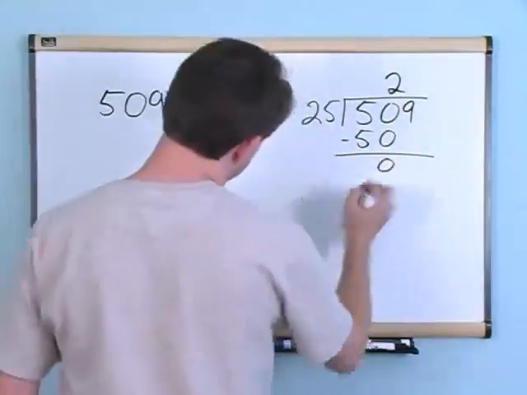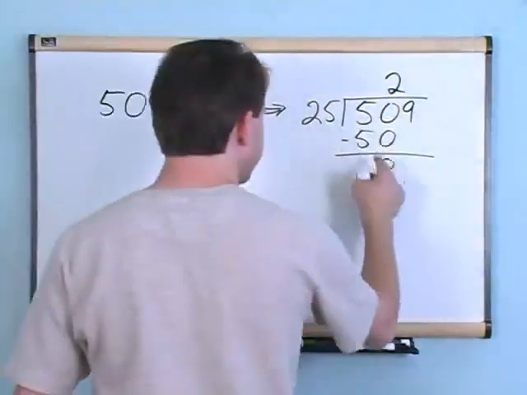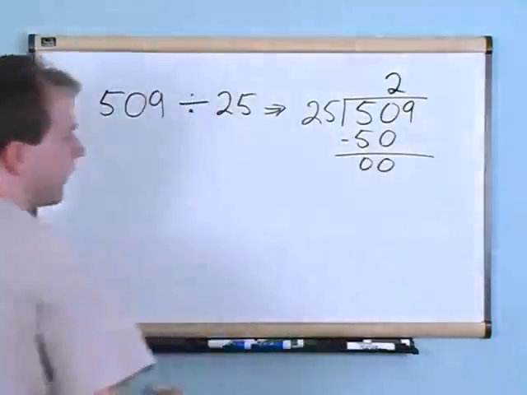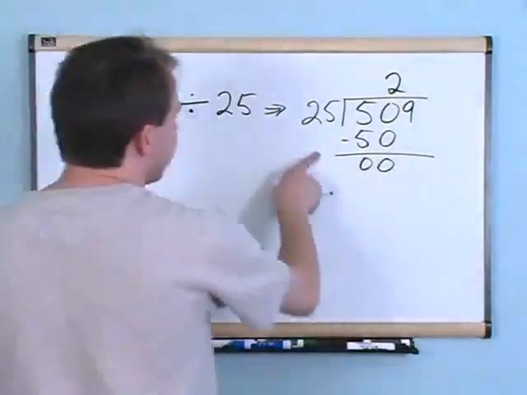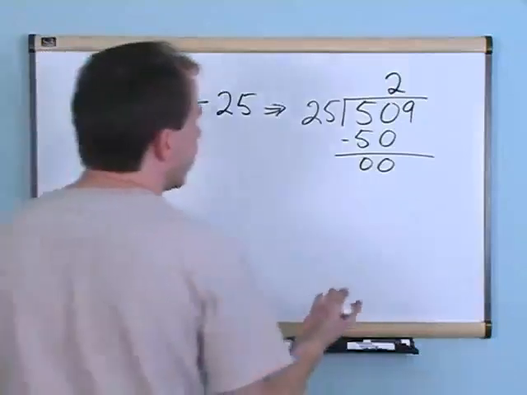I can subtract and just put a 0 here. 0 minus 0 gives me 0. 5 minus 5 gives me 0. So I've got a big fat 0. Can 25 be divided into 0? Of course it can't. Okay, it's just too small.